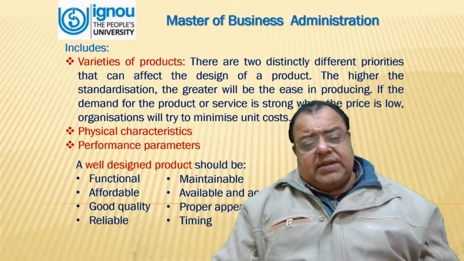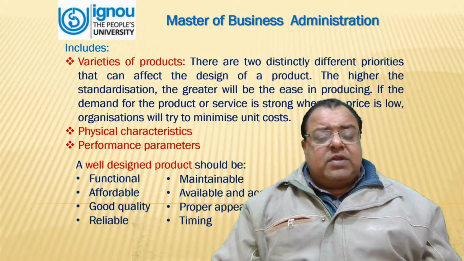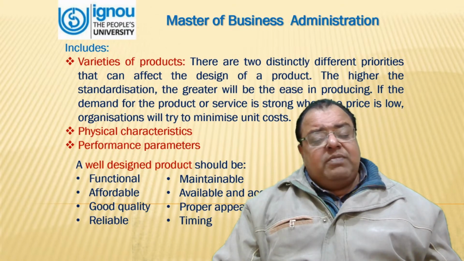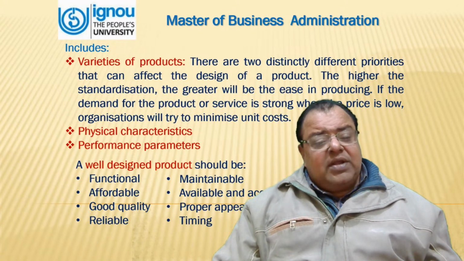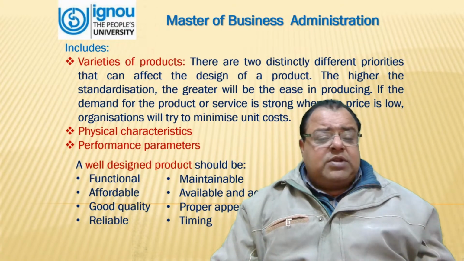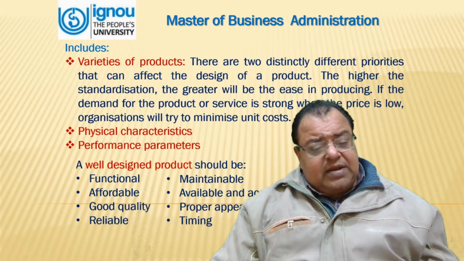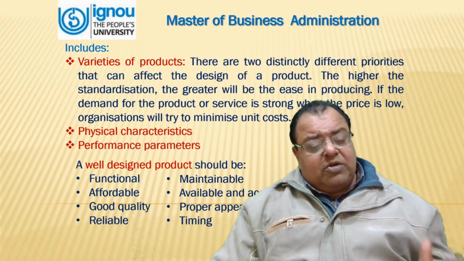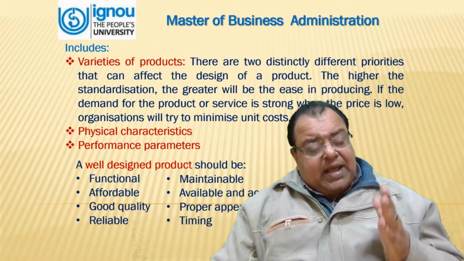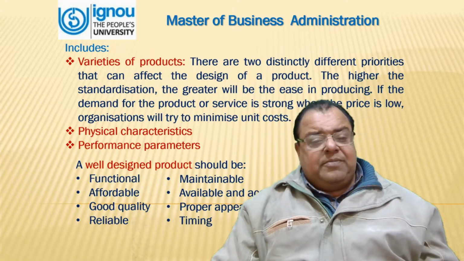The higher the standardization, the greater will be the ease of producing. If the demand for the product or service is strong, then the price is low. Organizations will try to minimize unit costs. Second includes physical characteristics. Third one is performance parameter. A well-designed product should be functional, affordable, good quality, reliable, maintainable, available and accessible, proper appearance, and the timing.